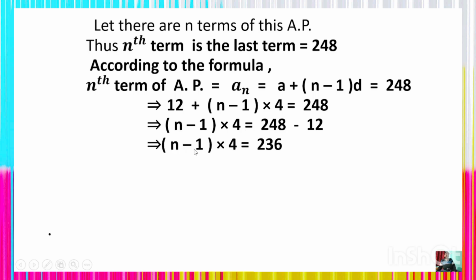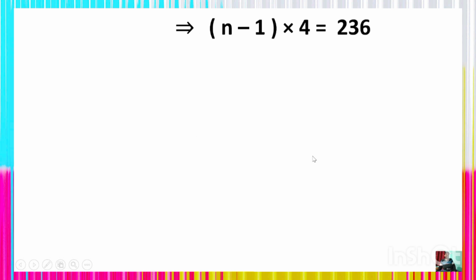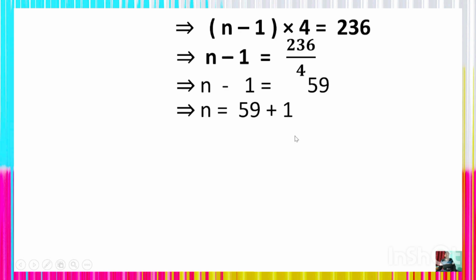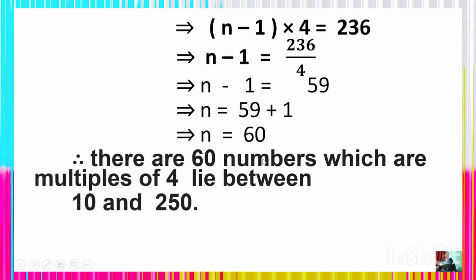Thus we get n minus 1 whole into 4, which is 236. Okay, understand? Thus n minus 1 whole into 4 is 236, and n minus 1 is equal to 236 by 4, which is 59. Thus n is equal to 59 plus 1, which is 60. Thus we get there are 60 numbers which are multiples of 4 lying between 10 and 250.